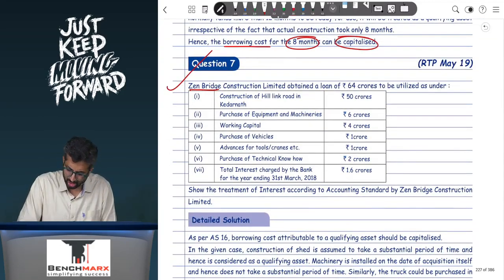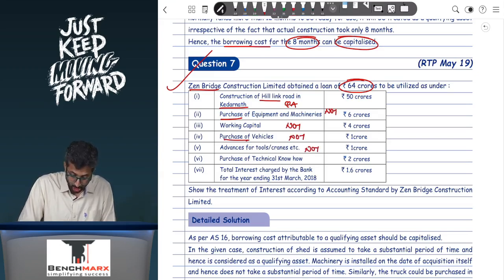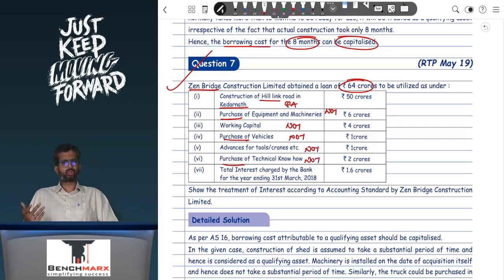Zen Construction obtained a loan of 64 crores to be utilized as under: construction of a hill link road in Kedarnath. You are constructing a road, so unless given otherwise it is a qualifying asset. Purchase of equipment and machineries, you are purchasing something, so this is not a qualifying asset. Working capital is not a qualifying asset. Purchasing vehicles, again, is not treated as a qualifying asset. Advance, not a qualifying asset, and purchase of technical know-how, not a qualifying asset. You can keep question number 7 also for LDR, that is fine.